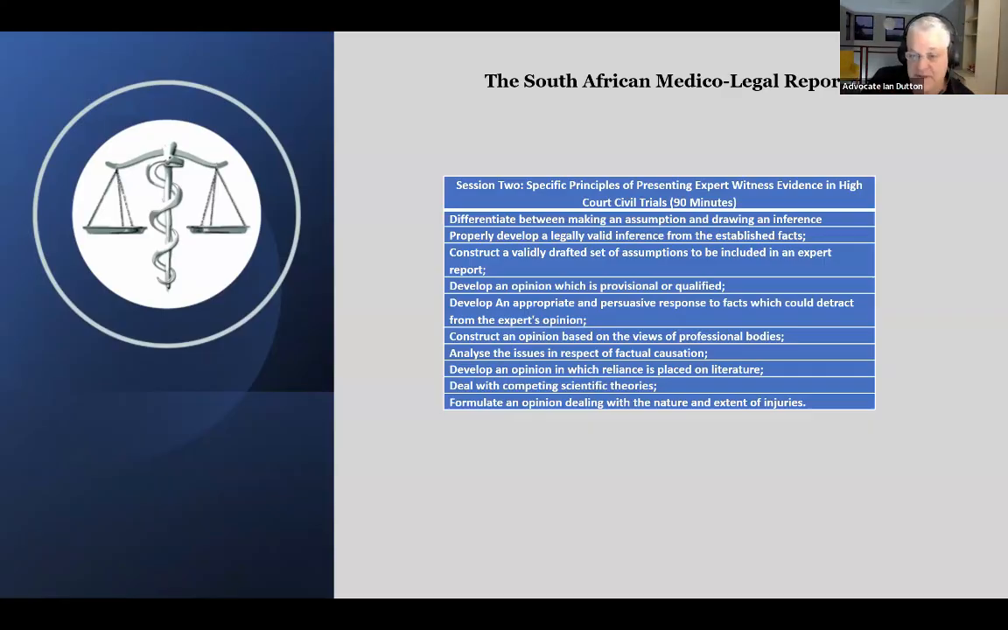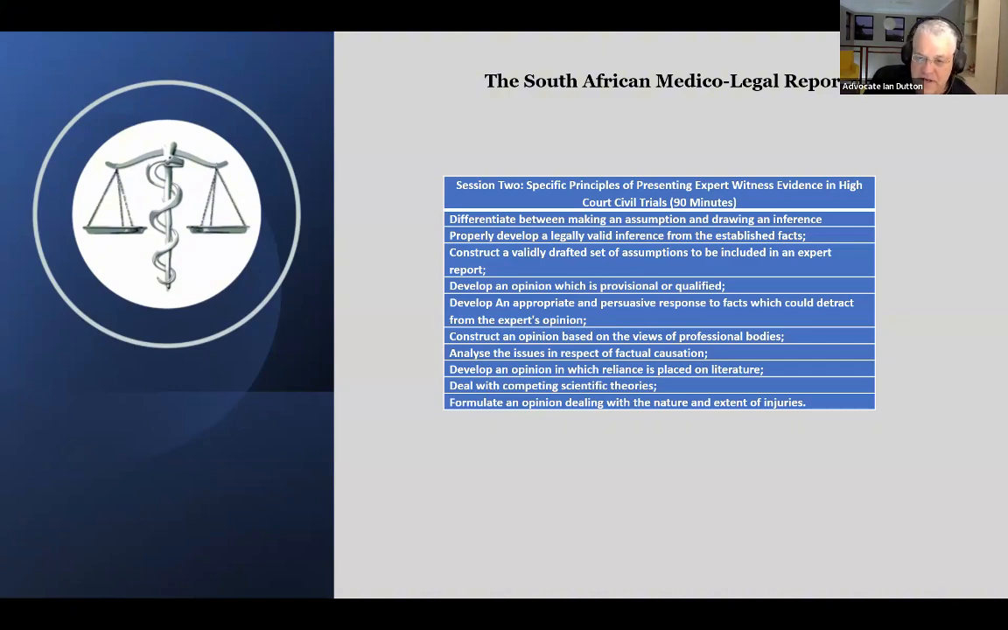Then analyze the issues in respect of factual causation. Factual causation can become very complex. It is very important to have a good working knowledge of the sine qua non rule and the but-for test in factual causation. You must internalize that. You must understand it properly. You must use it without even really having to think it through. We will go through that in the course material.